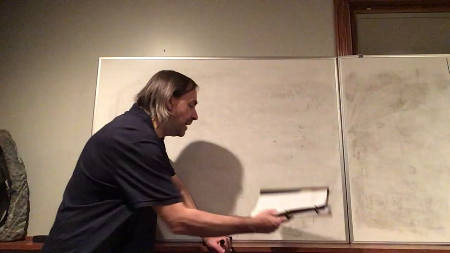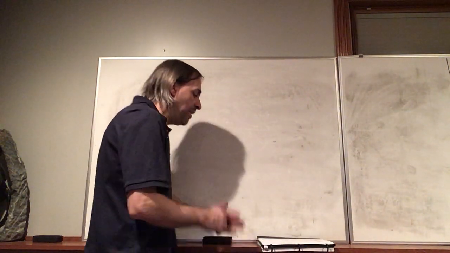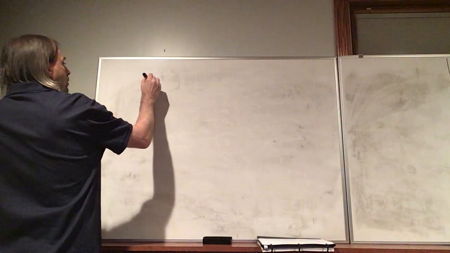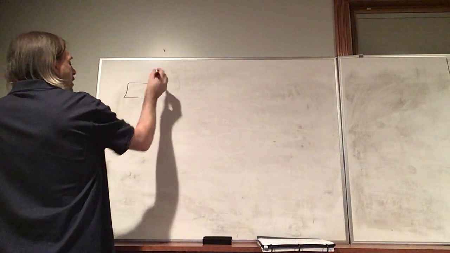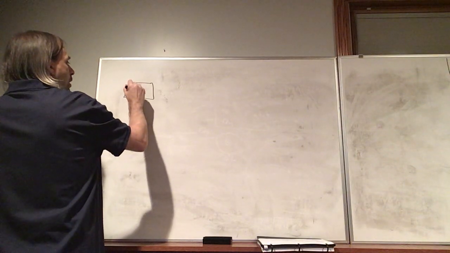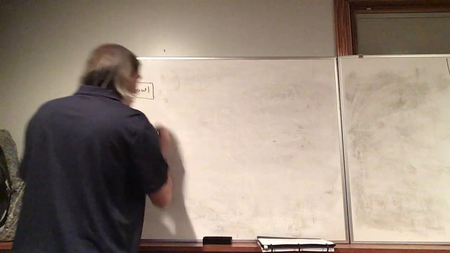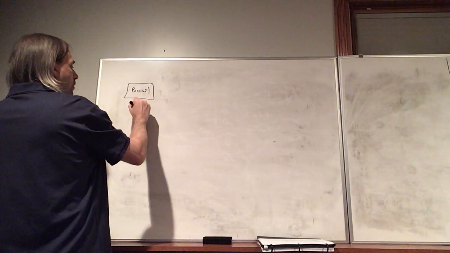So here we have three things in our system. We have our bowl. So again, I'm not going to include all the numbers here. I'll just write out bowl, which was at 25 degrees Celsius.